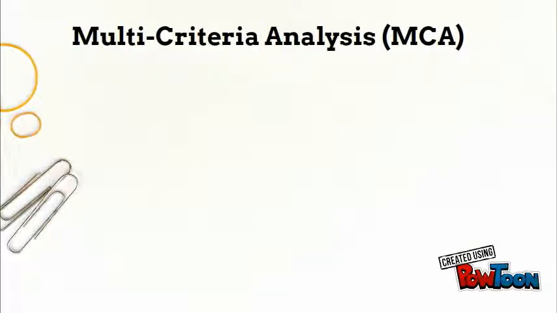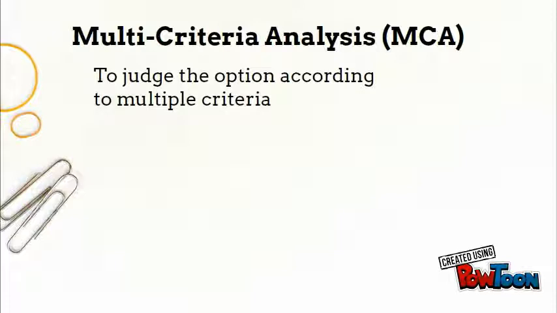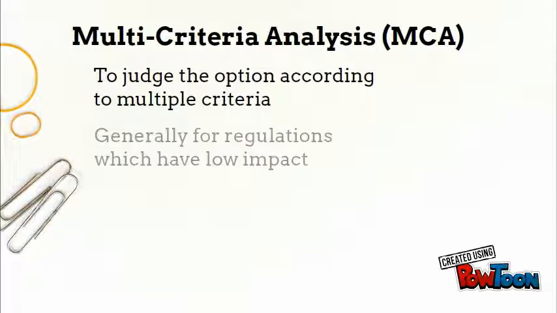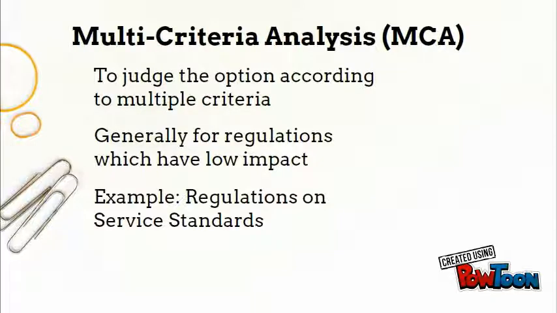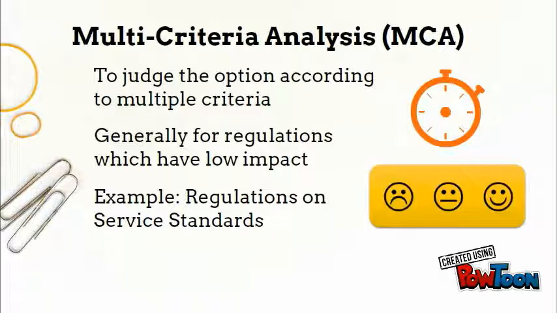Multi-criteria analysis is used to judge the option according to how it ranks among multiple criteria. For service standards on maximum queue durations, one criterion could be feasibility. Another could be effectiveness, which could be gauged through surveys on customer satisfaction.